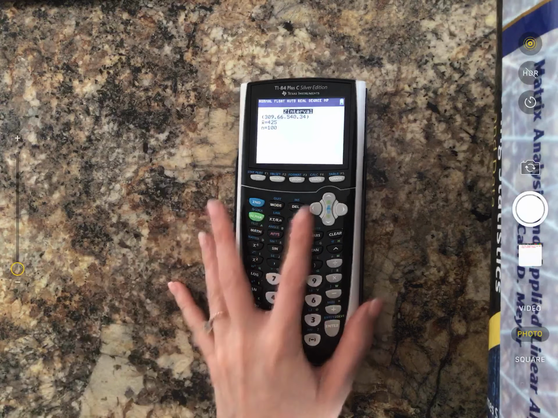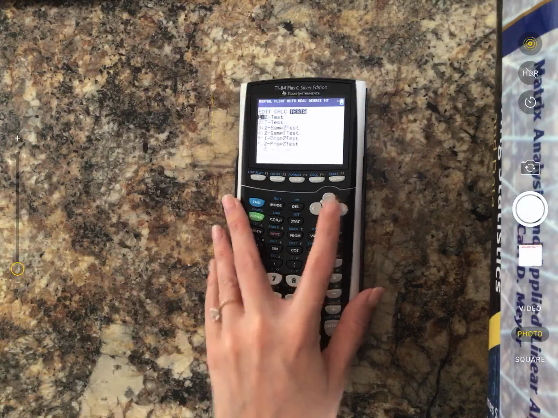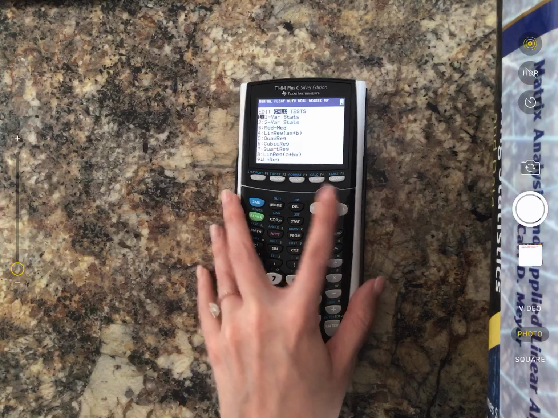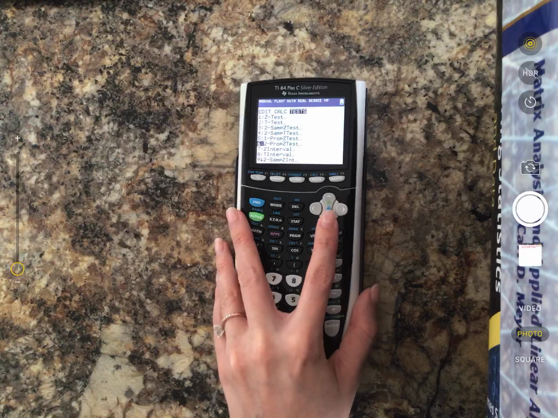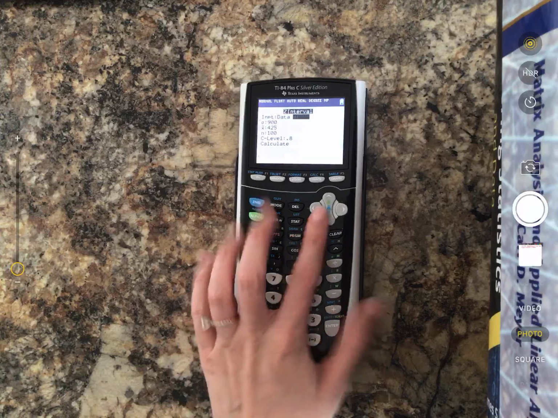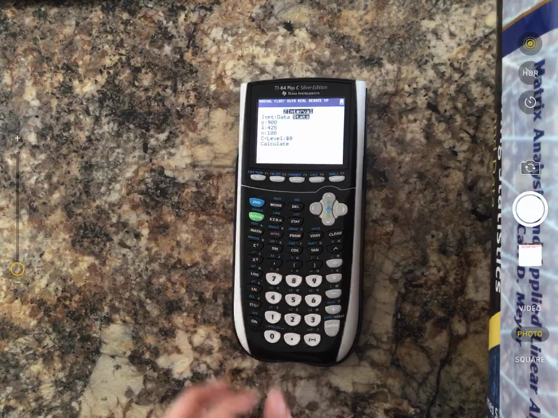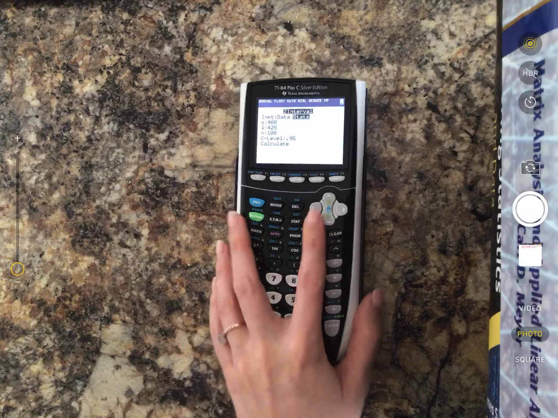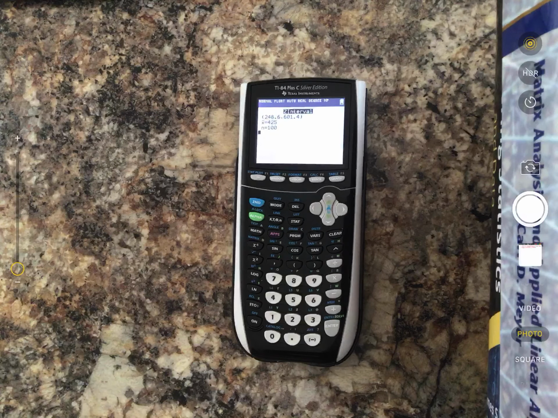You can go ahead and do this for whatever confidence level it gives you. So you're going to go over to Tests, down to option 7. This time let's say we wanted to be 95% confident, so you would put in 0.95 and calculate. You should notice that this interval is going to get larger the more confident you want to be. Because of course the more confident you are that this interval contains that population mean, it's got to be a larger interval and include more values.